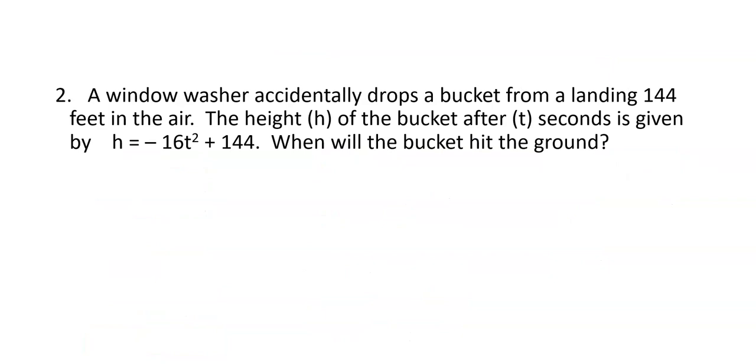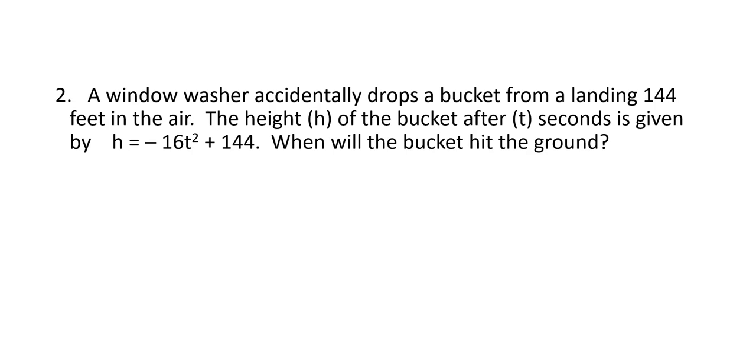All right, here's another one. A window washer accidentally drops a bucket from a landing 144 feet in the air. The height of the bucket after t seconds is given by negative 16 t squared plus 144. That's a fairly standard equation. That 16 in front of the t squared comes from the acceleration due to gravity. So gravity on Earth is the same everywhere. So that's where that negative 16t squared comes from, and we're measuring it in feet. When will the bucket hit the ground?